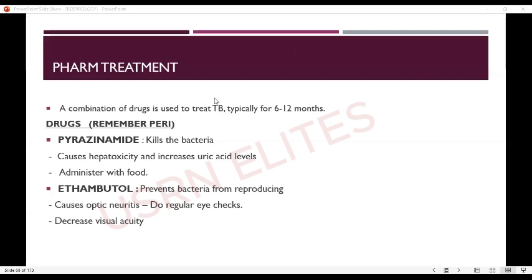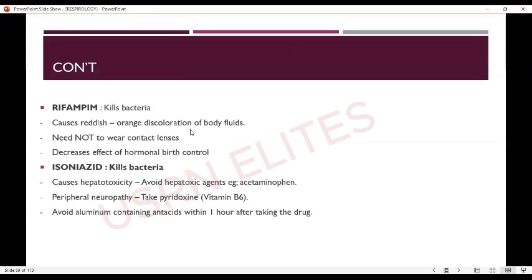So that is that for pyrazinamide and ethambutol. Let's move to R, rifampin. Rifampin kills bacteria. The side effect to expect is reddish orange discoloration of body fluids. So this patient will have reddish orange urine, saliva, sweat, and tears.